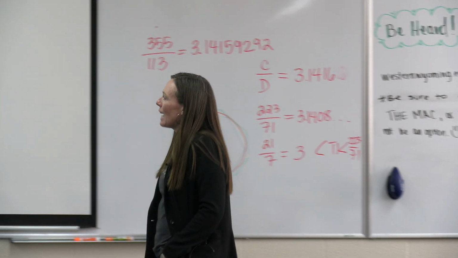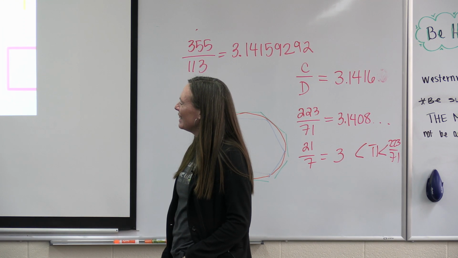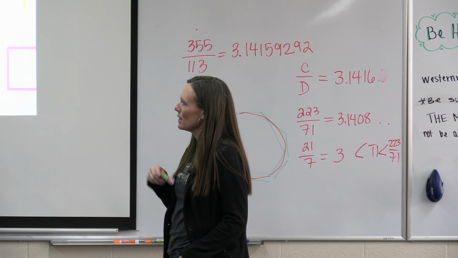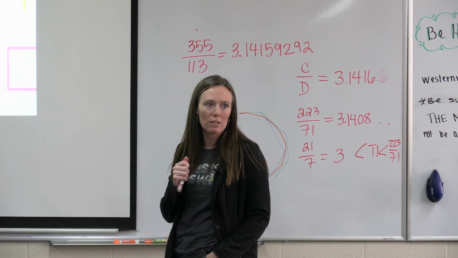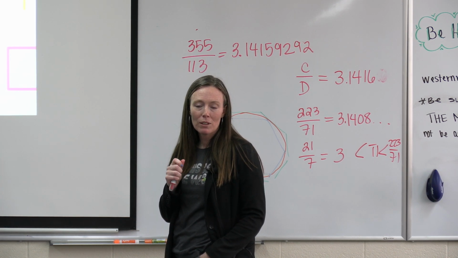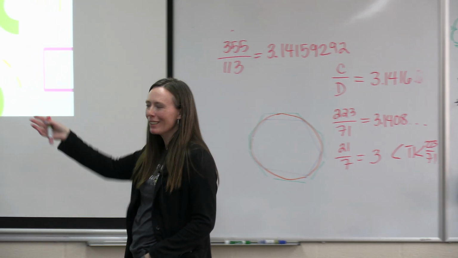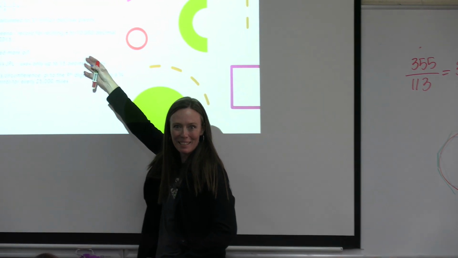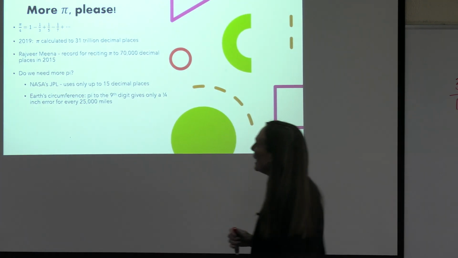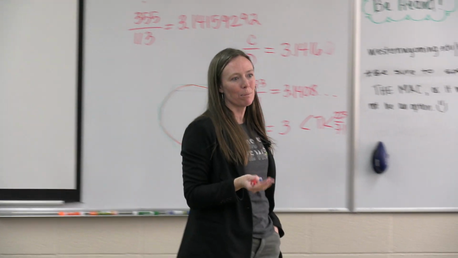Depending on how close you want to be, just keep adding one of these terms of the infinite series. The record for reciting pi is, I haven't looked at this lately, 70,000 decimal places, and that record was in 2015. So, what are you doing over spring break? Work on it. You can memorize 70,001 places. Do we need 70,000 places, though?